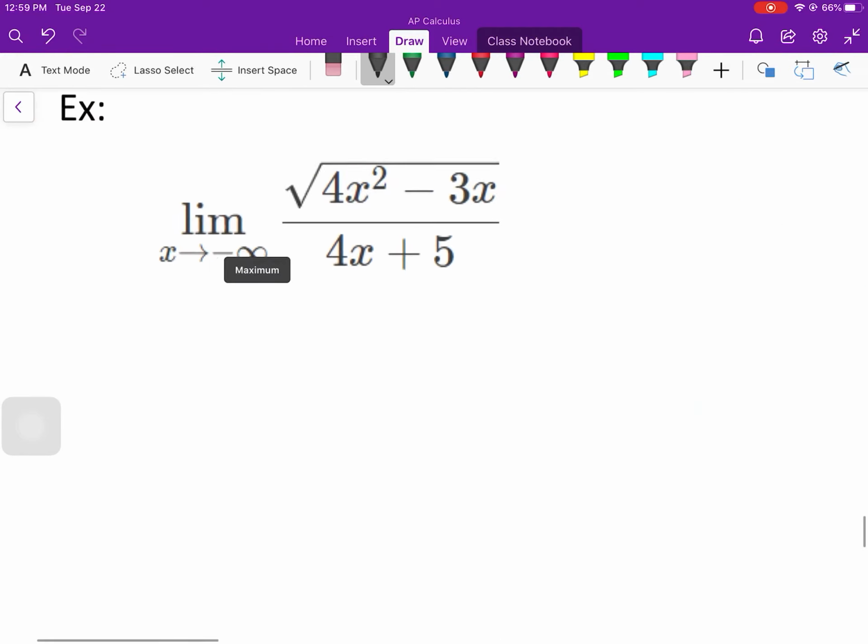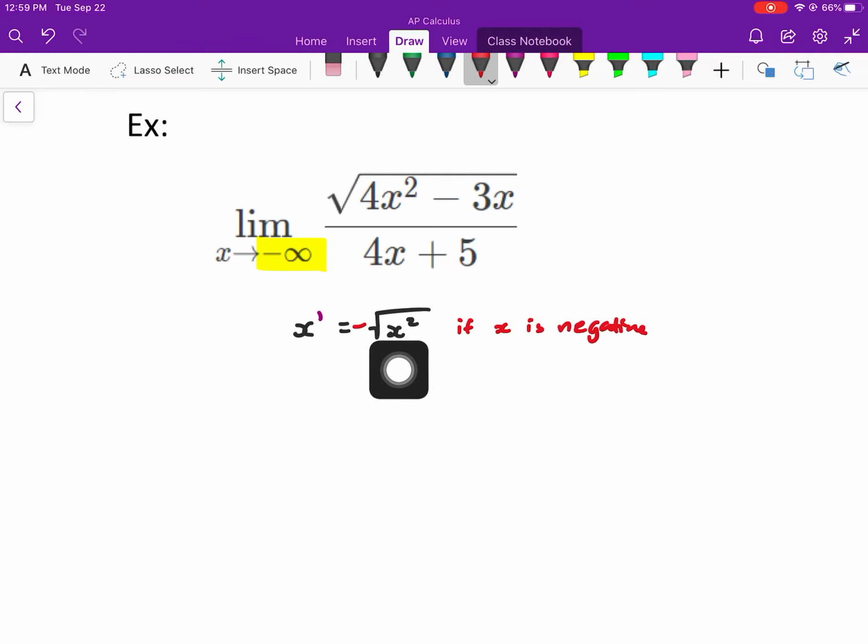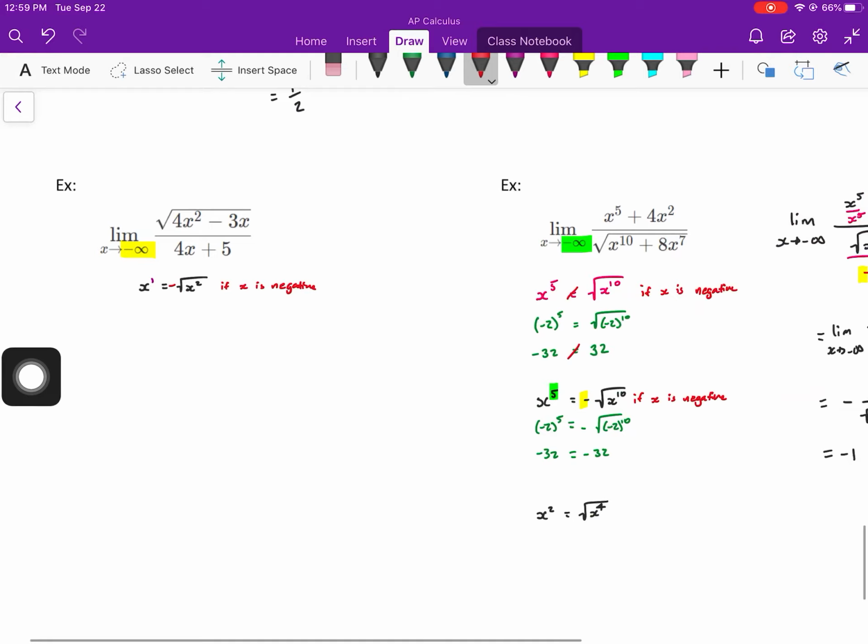So let's just take a quick look at this one. If we have x going to negative infinity, we've got to pay attention to that, and then x is on the outside of the square root of x squared. Is this an odd power? Yes, it's x to the 1. So we're going to have to write this with a negative in front. So we're using negative square root of x squared if our x is negative in order to do that same adjustment that we talked about before.